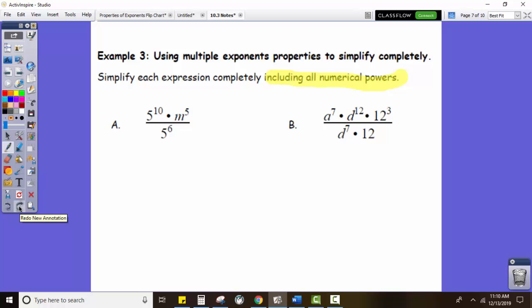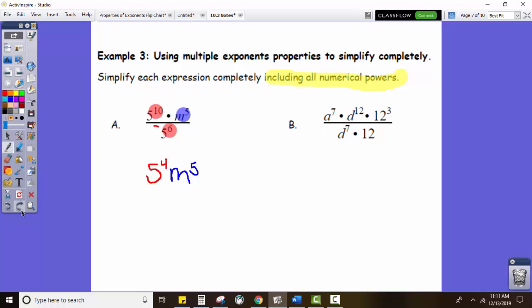And then we look at what we can maybe divide out for powers. So I notice I have 5 to the 10th divided by 5 to the 6th, okay? So I can simplify that, apply the rule of subtract the exponents. 10 take away 6 is 4. So I have 5 to the 4th, and then I'm left with m to the 5th. M to the 5th does not have any m's in the denominator, so I'm not dividing it by any of the same base. So I keep it as m to the 5th.